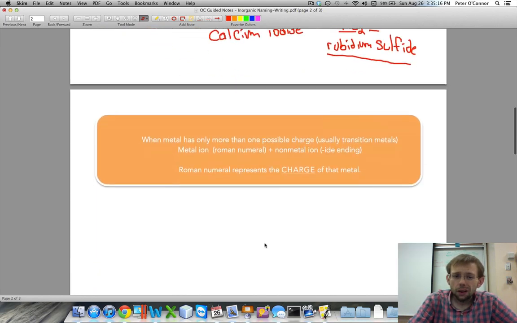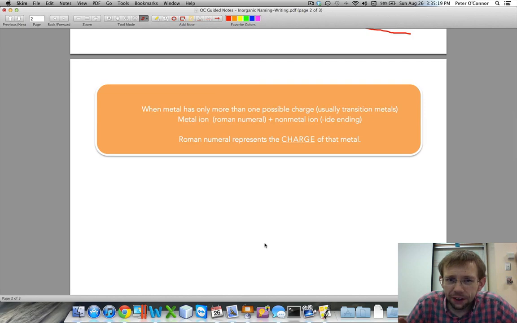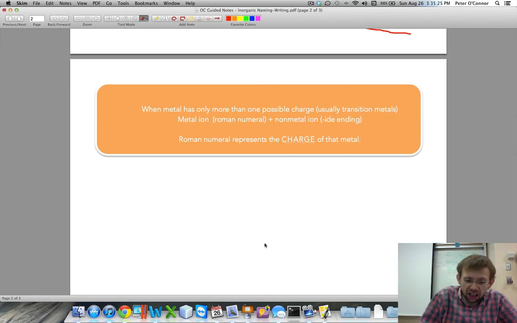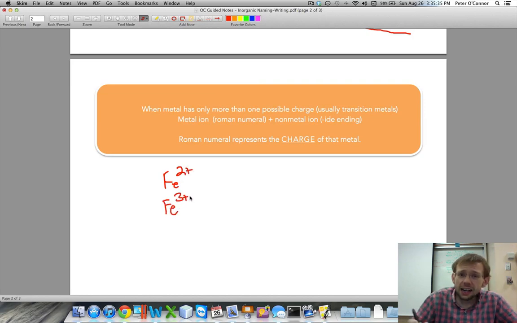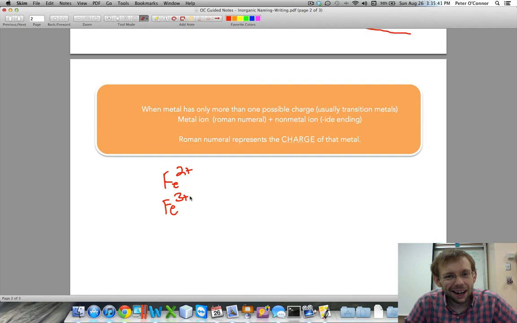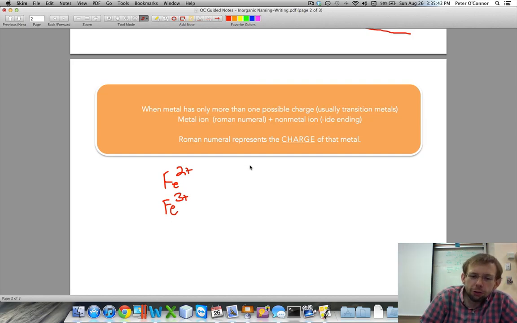What if it has more than 1 possible charge? I know those transition metals can have lots of different charges, like iron. I've looked iron up, and sometimes iron's 2 plus, sometimes iron's 3 plus. How do I write the name when it's like that? Oh man, this is cake time. Don't get scared, you got this. Let me show you.